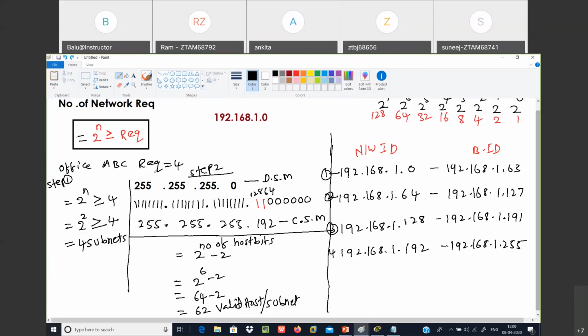And the power of 2 here means a requirement of 4, right? So 2 power 2 is 4. So satisfaction. Example, my requirement is 16. So which n value will be satisfied here? 2 power 4. 2 power 4 is what? 16. So your requirement should be greater than or equal to, right.